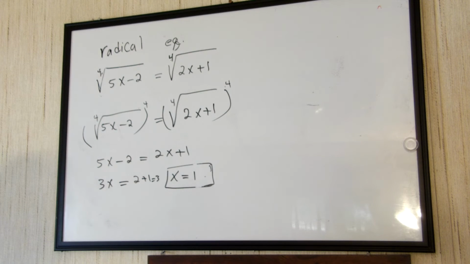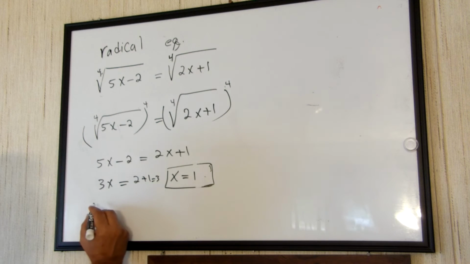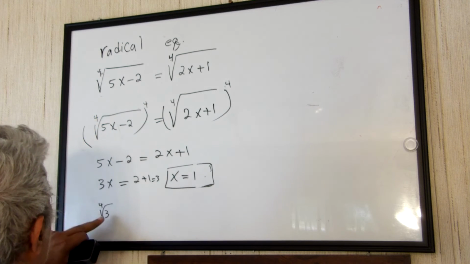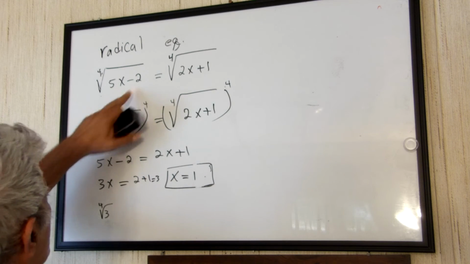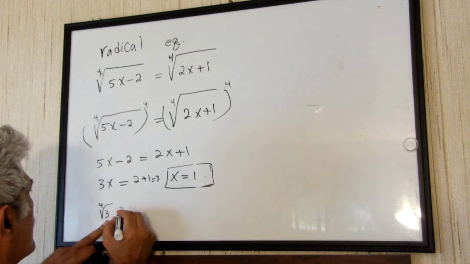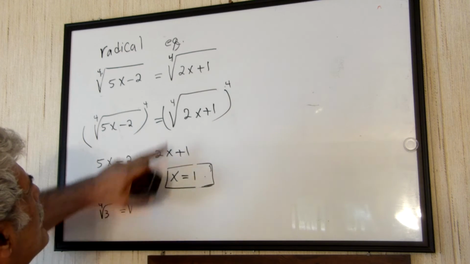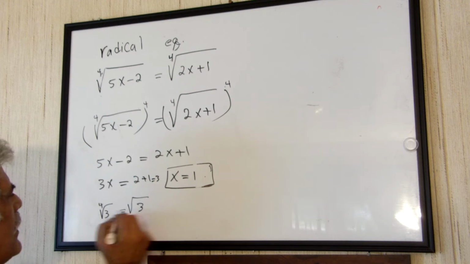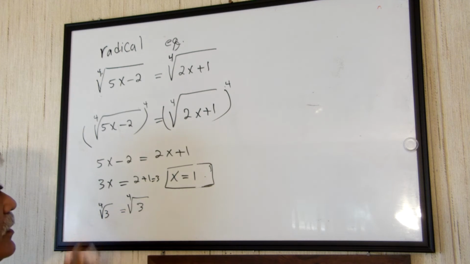And if you put x equals 1 in that, x here is going to be 5, minus 2 is going to be 3, and this one is going to be the same. 2 times 1 is going to be 2, 2 plus 1 is going to be 3. See, both sides are equal.